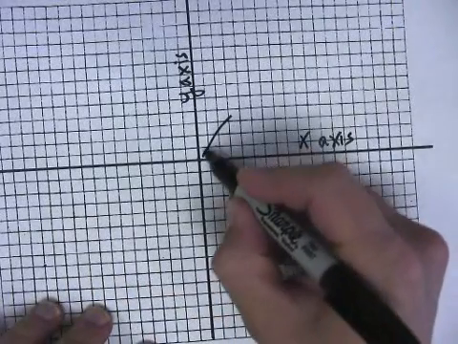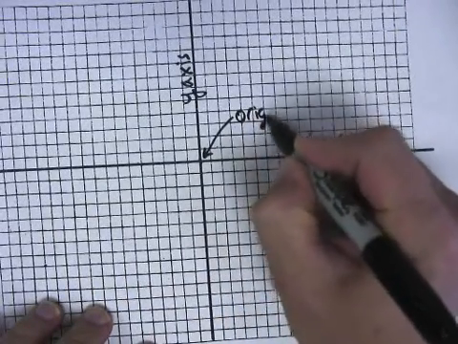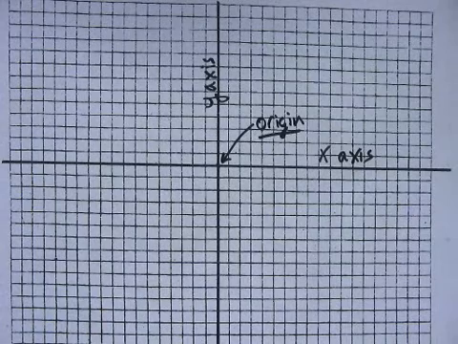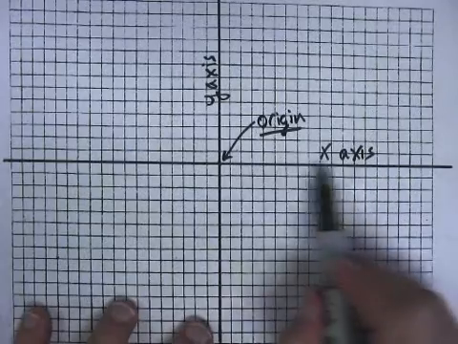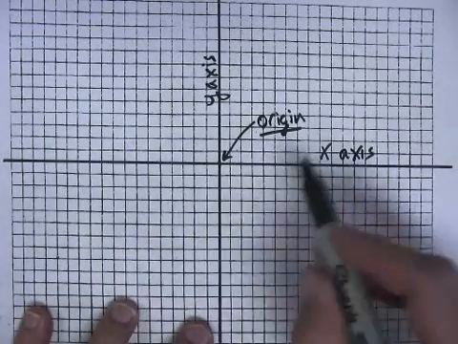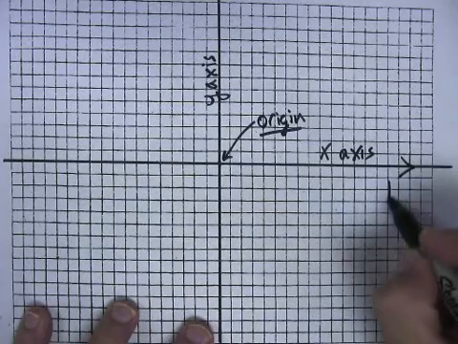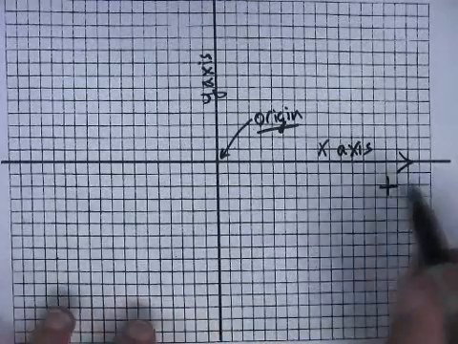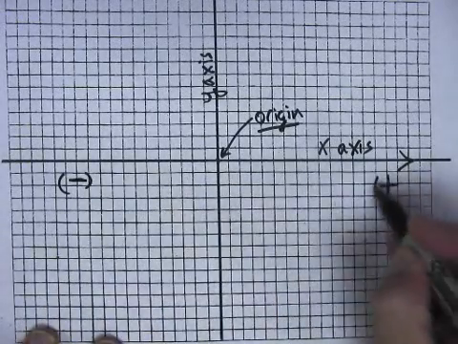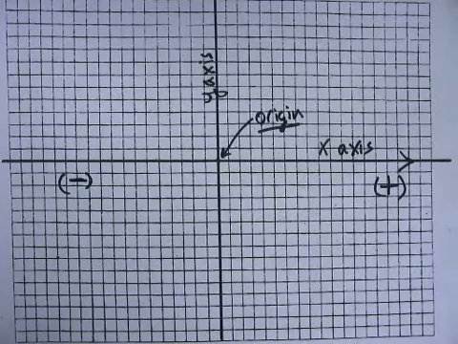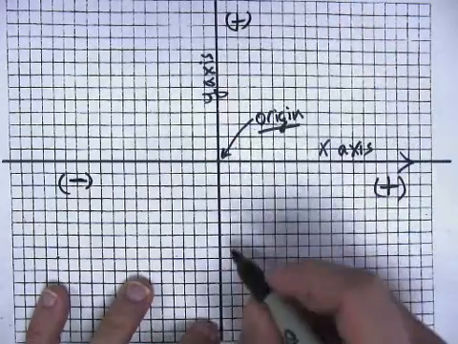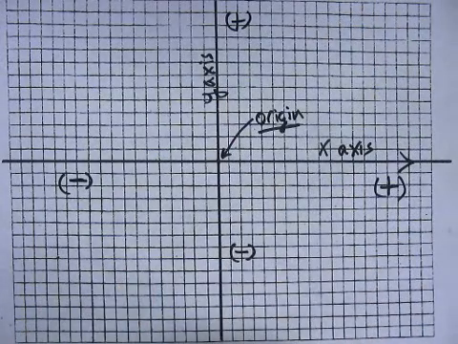Where they cross in the middle has a name, and it's called the origin. Now, we can go to the right of the origin on the x-axis, or we can go to the left of the origin on the x-axis. If we're to the right, we consider that positive. If we're over here, that would be the negative side of the x-axis. If we're above the origin on the y-axis, we consider that positive, and if we're below the origin, we consider that negative.